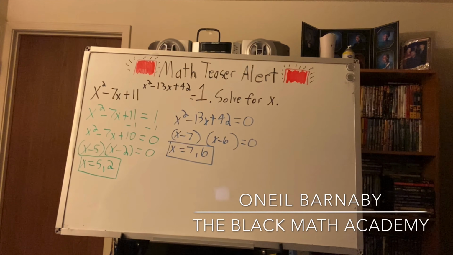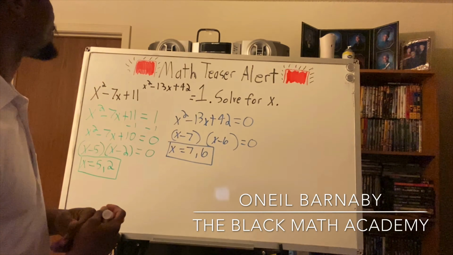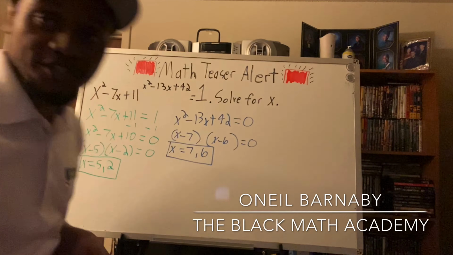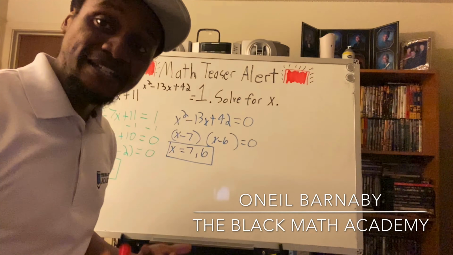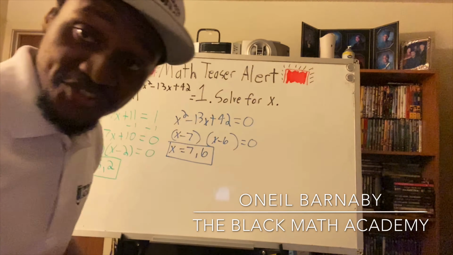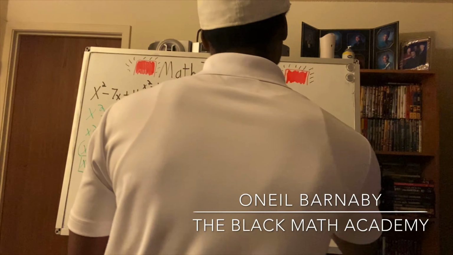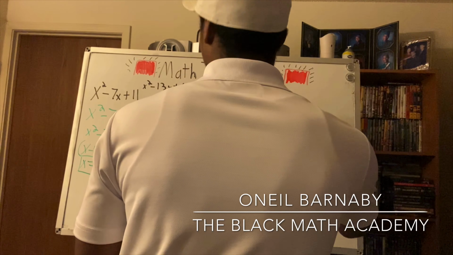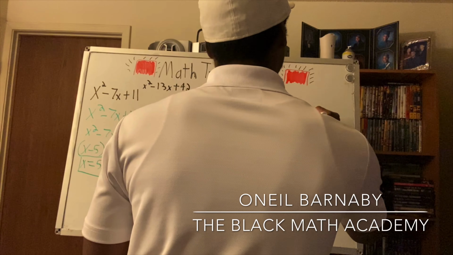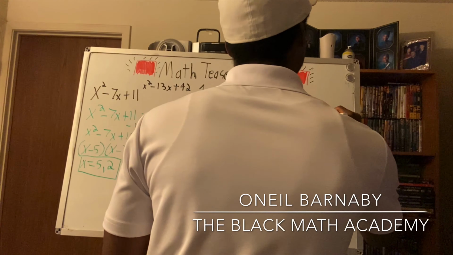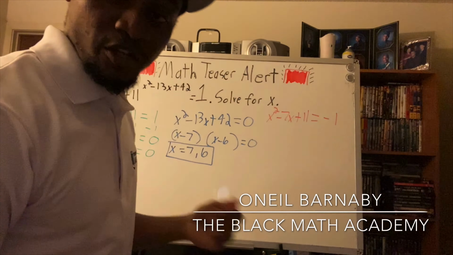All right. And now our third case. So the third case is when the value of the base is equal to negative 1 and the value of the power is equal to an even number. So we can set that up once again. So we'll set the base equal to negative 1. So x squared minus 7x plus 11 is equal to negative 1. All right. And we just solve it like we would any other quadratic equation.